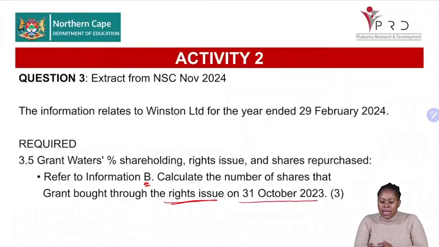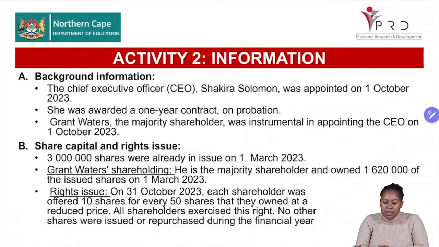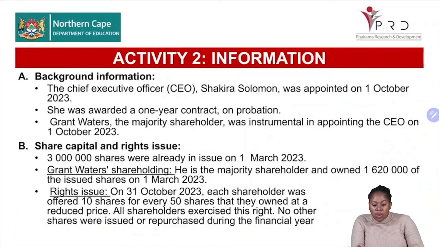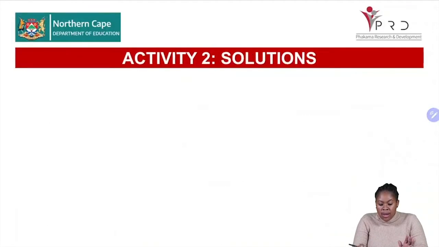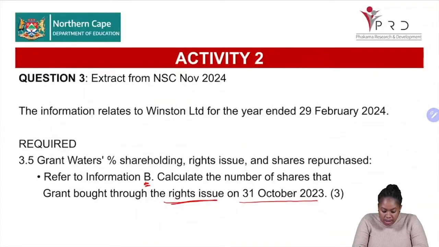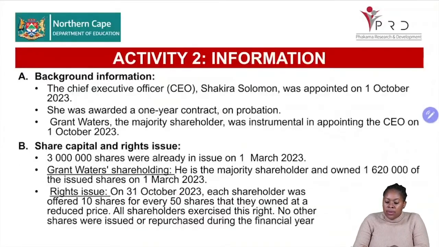Now let us look at the information. And this is for 3 marks, right? The information is provided there, the background of what happened in this company, and B, the share capital rights issue. And you have to calculate how many shares he has actually bought. Okay, so that's the story there. Now I will give you 3 minutes to quickly calculate this particular question. See you in 3.